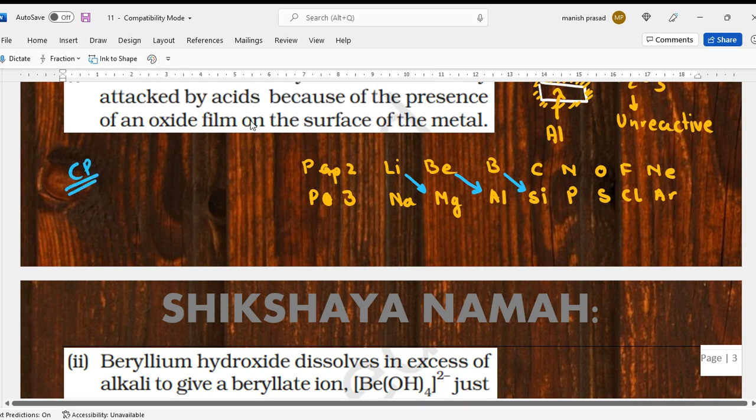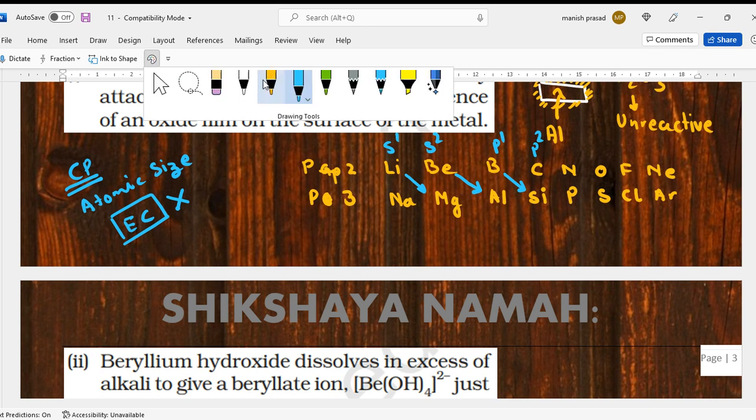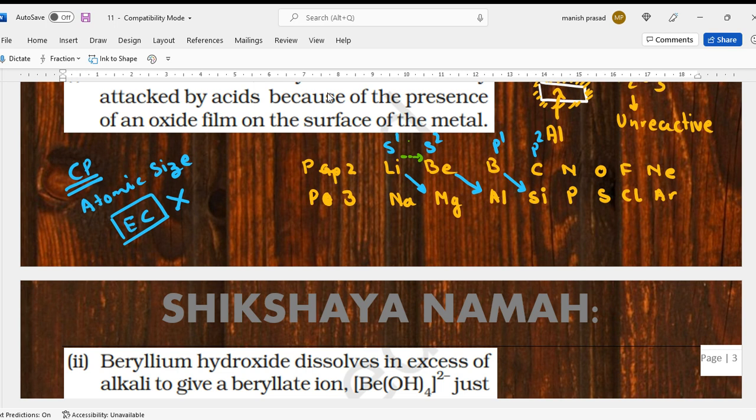Because the chemical property depends upon two things, beta. One, it depends upon the atomic size. Two, it depends upon the electronic configuration. Now here, electronic configuration cannot be the answer, because this is an s1, this is an s2, this is a p1, and this is a p2. So the answer would be in the atomic size. When we go from left to right, the size decreases. When we go from top to bottom, the size increases. So lithium and magnesium have similar sizes. Beryllium and aluminium have similar sizes. Boron and silicon have similar sizes, due to which they show similar chemical properties. And this similarity in chemical properties is known as the diagonal relationship. Theek hai?